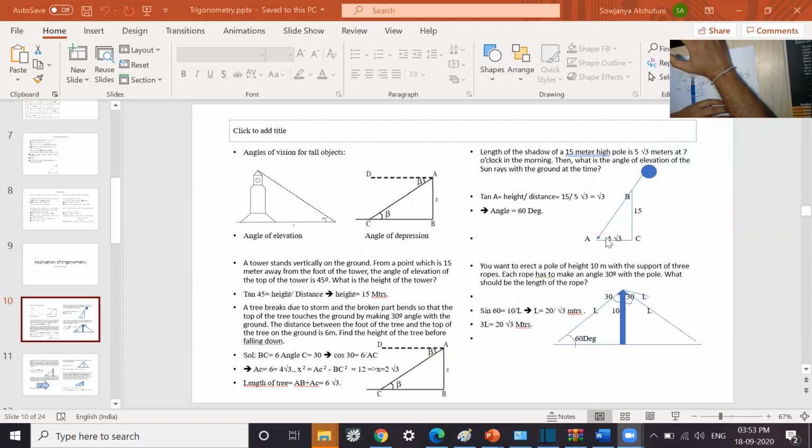So we got tan theta is opposite side by adjacent side. So this is 3 root 15 by 5 root 3, which is nothing but 5 3s are 15, 3 by root 3 is root 3. So that is 60 degrees.